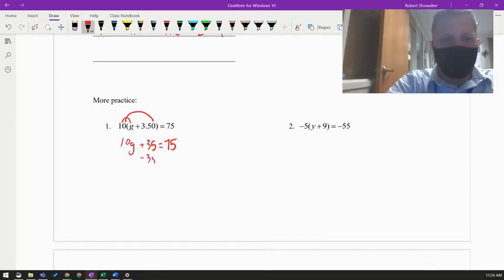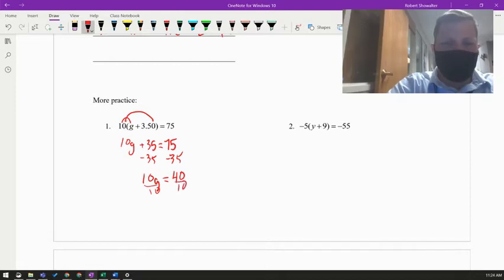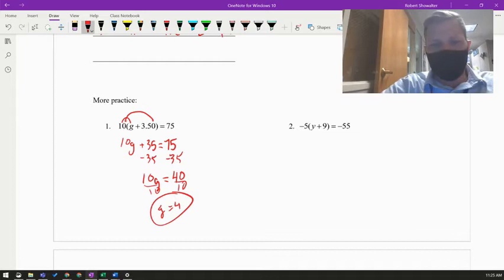So we're going to minus 35, minus 35. So we get 10g equals 40. Divide by 10, divide by 10. We get g equals 4 for that. That would be our solution.